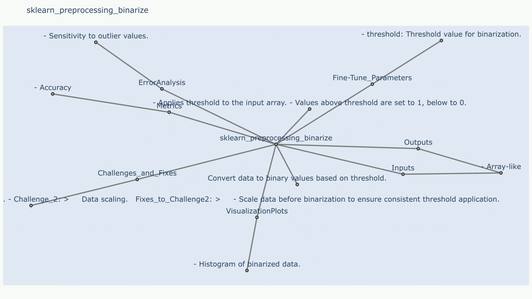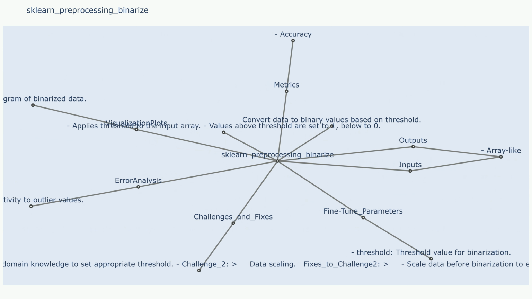Binarized input data. Steps: iterate over each feature in the input data. Compare each feature value with the given threshold. Replace values below or equal to the threshold with 0 and values above it with 1.